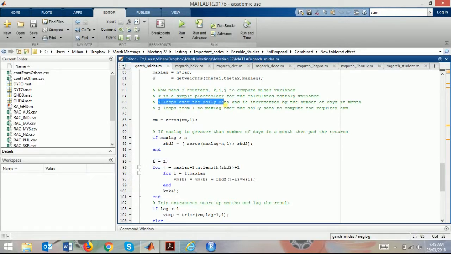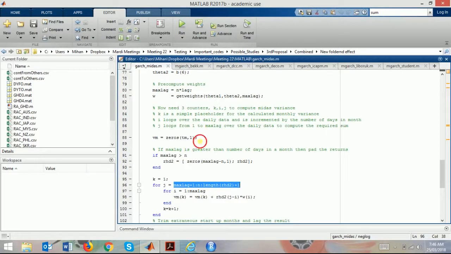I loops over the daily data and is incremented by the number of days in the month. It goes from 1 to the maximum number of lags, going up by 1. J loops from 1 to max lag over the daily data to compute the required summation. J starts from max lag to the last, incremented by the rounded number n. So in a monthly way it rolls over on a monthly basis.